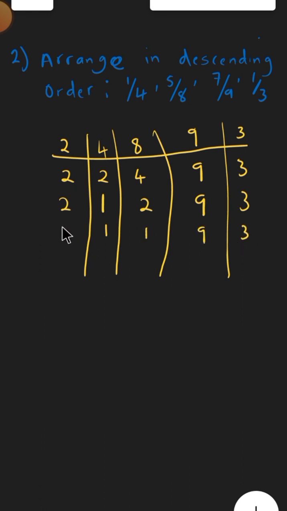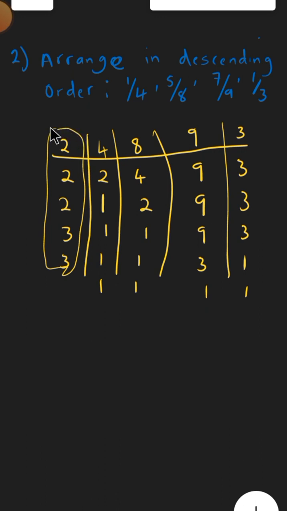Now I can use 3. 3 here is 3, 1, 1. 3 here is what? 1. I can now use 3 again. This is 1, 1, 1, 1. Alright, so I'm going to multiply all of this to get my LCM. So LCM will be equal to 2 times 2 times 2 times 3 times 3.